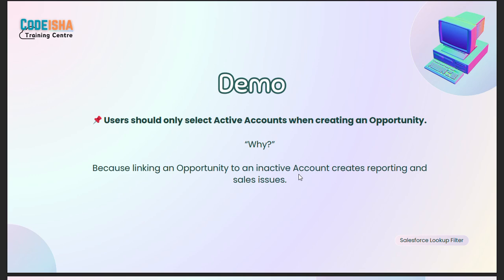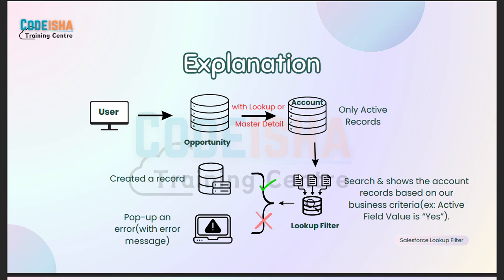Before creating one real-time use case, we need to know what it is and how it works. Here the user is going to create one opportunity record, and that opportunity record relates to an account record, because we need those details. So for that we are moving with the account record.